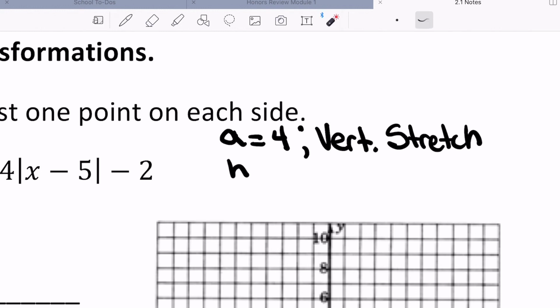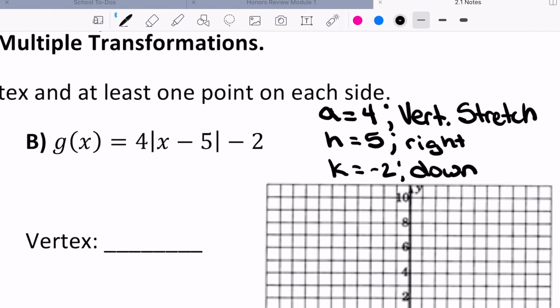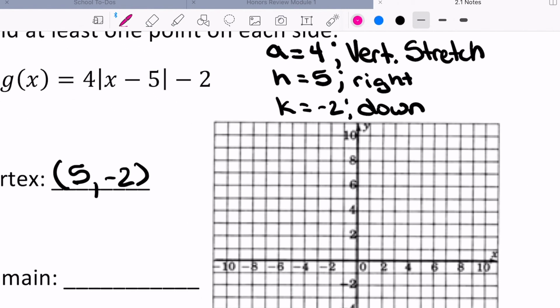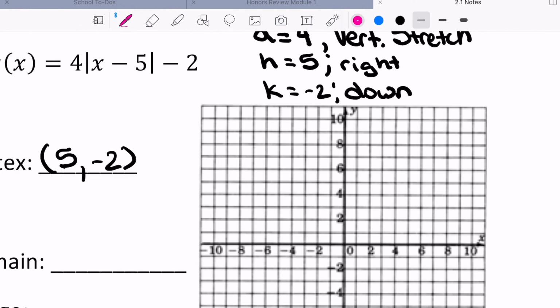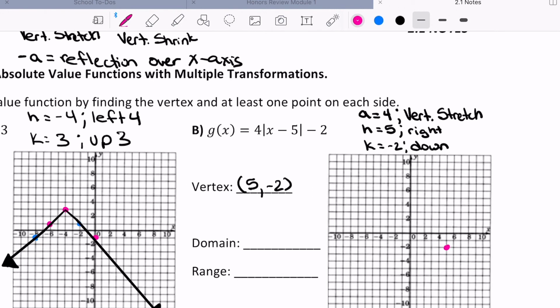H, what's our H value? Well, it says minus 5, which means H is positive 5, meaning it's going to shift right. And K, you can see, is negative 2, which means it is going to shift down 2 units. Okay, based on our H and K values, our vertex is located at 5, negative 2. So I'm going to plot my point at 5, negative 2. And then again, find 2 points, substitute, and draw extra points.